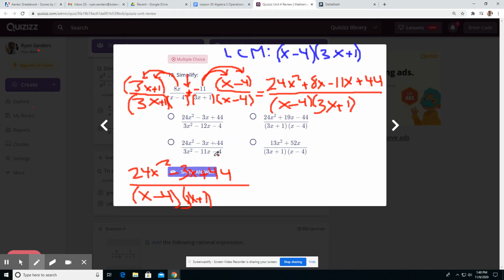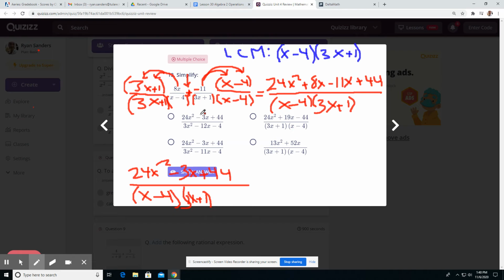And, oh, gee. So some of them are factored out. Some of them are multiplied out. It'd be really nice if they stuck to the same format, but that's fine. So we have to kind of check both. So x minus 4, 3x plus 1, x minus 4, 3x. So these match on the bottom. What about the top? 24x squared minus, nope.